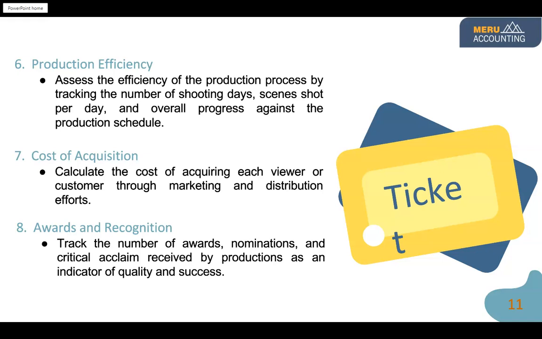Seventh, cost of acquisition. Calculate the cost per acquisition by dividing the total expenses on marketing and distribution by the number of viewers or customers acquired. This metric helps assess the efficiency and effectiveness of marketing campaigns in acquiring the new audience or customers.